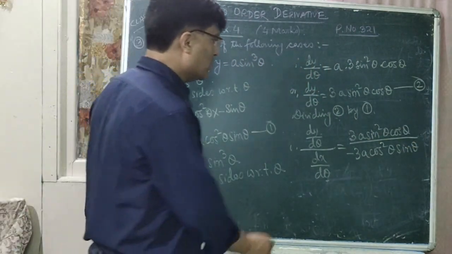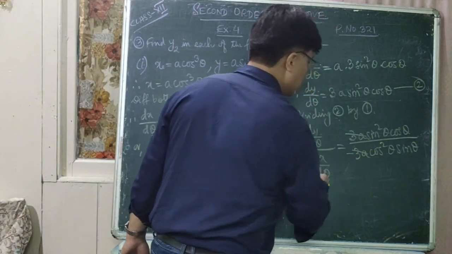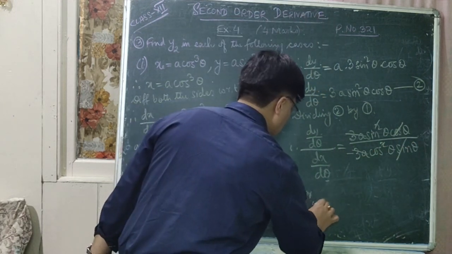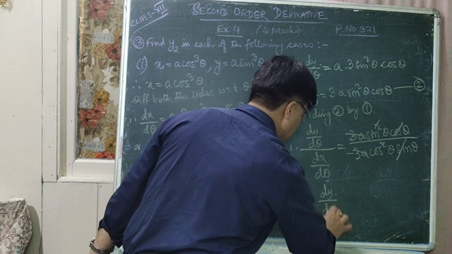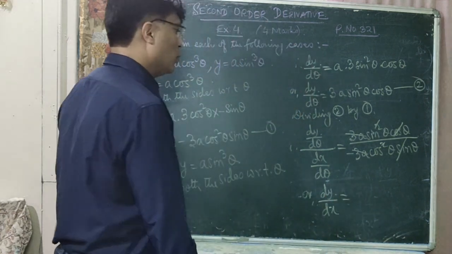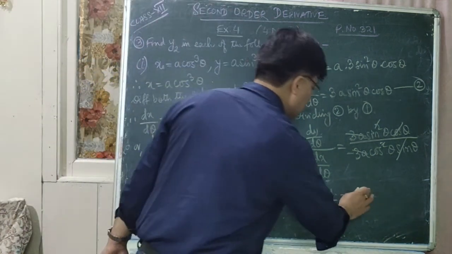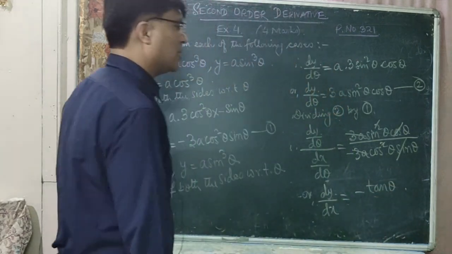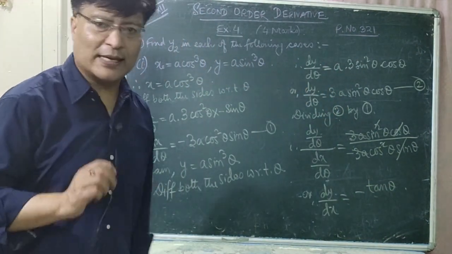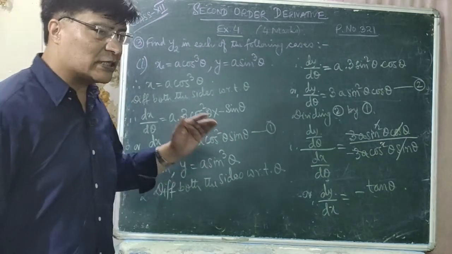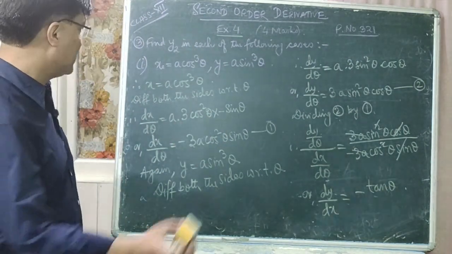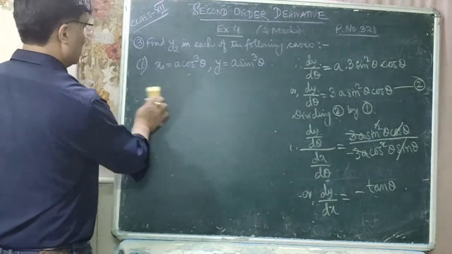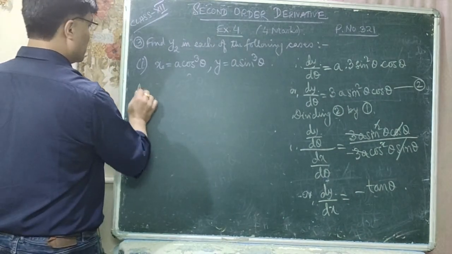Is that clear? So here you can cancel this. 3a gets cancelled, sin theta and square, cos theta and square gets cancelled. So it is dy by dx, which is equal to minus tan theta. Minus sin theta by cos theta is minus tan theta. Is that clear? Now let's find out d square y by dx square. Okay. Now write down. Again differentiating both the sides.